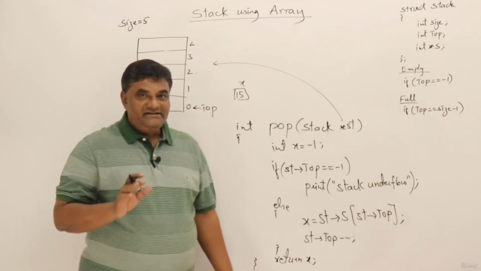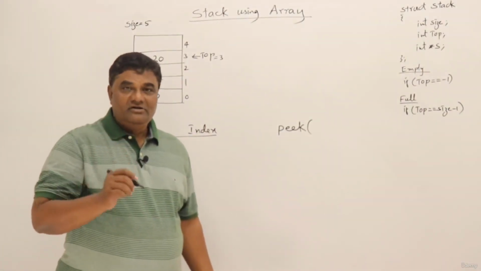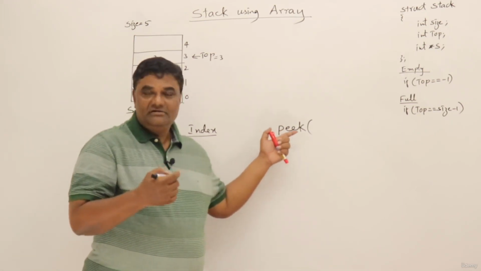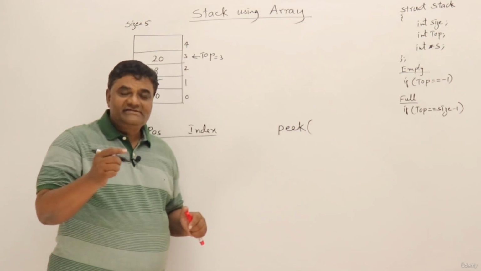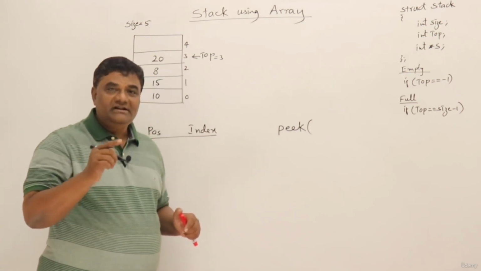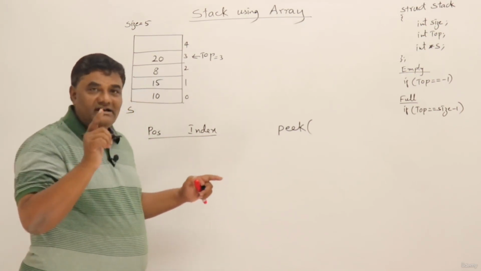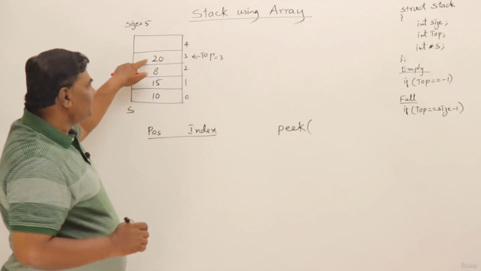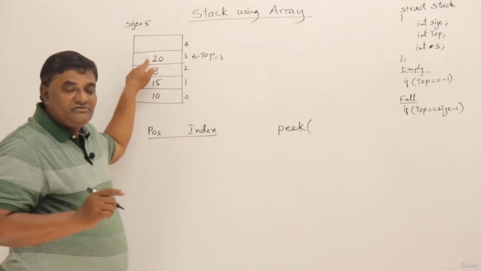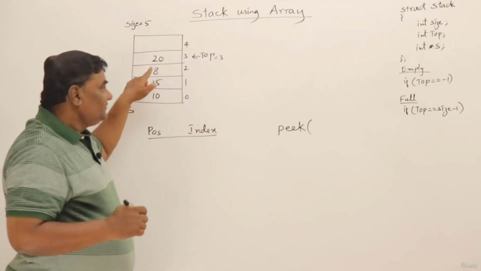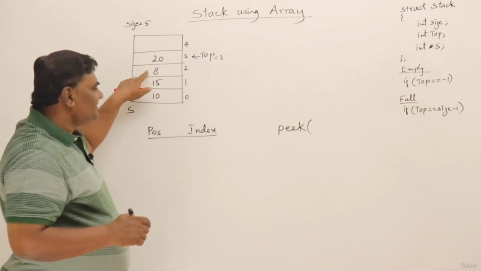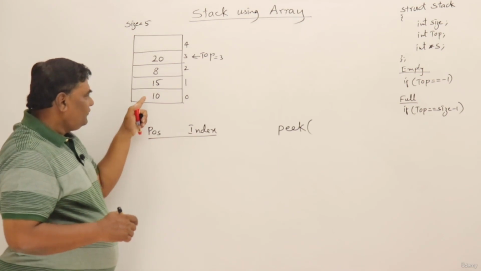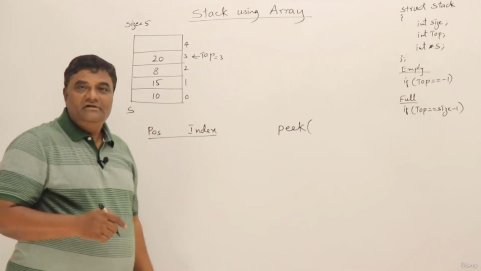Remember this. Now the next operation is the peek operation, or peep operation, finding an element at a given position. Inside the stack, what is the element at the first position? As I already told you, this element is said to be the first element. So position 1, then position 2, position 3. If I give position 2, then I should get 8, right? If I say position 4, then I should get element 10.